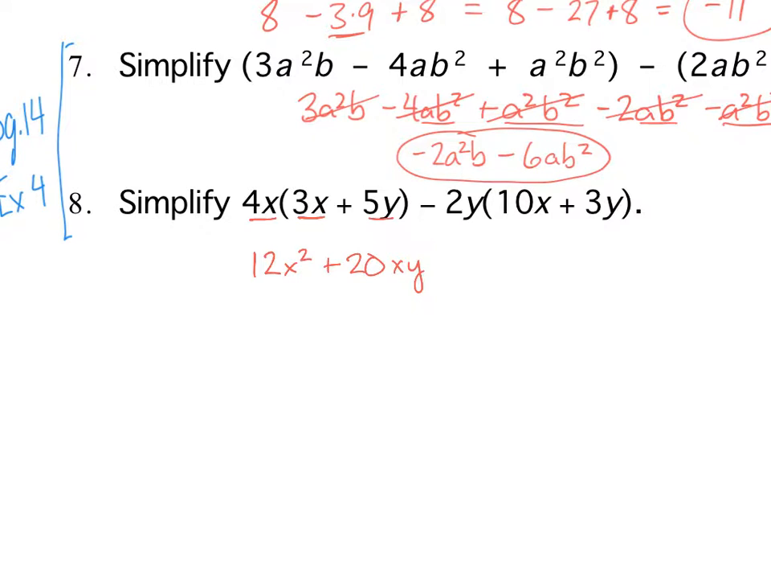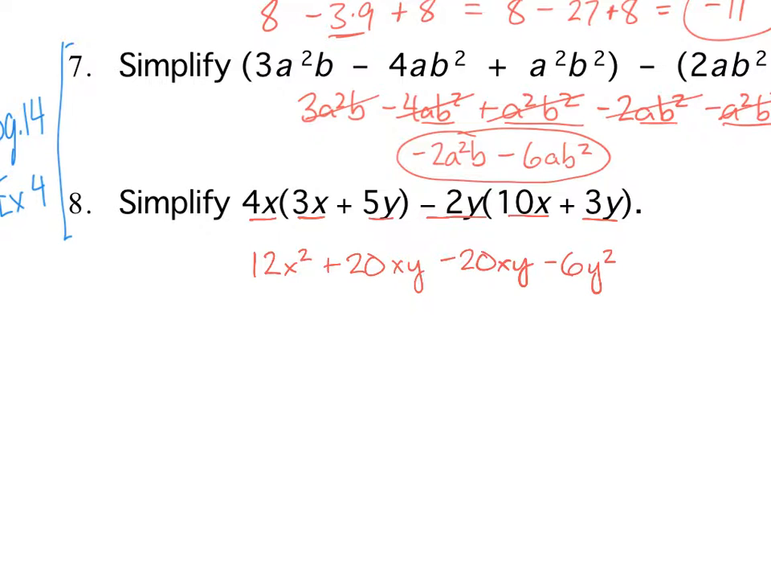Then when I'm distributing in the second parentheses, I'm going to treat that 2y as a negative 2y so that I'll remember to distribute the negative sign to both these terms. So negative 2y times 10x make a negative 20xy. If you have multiple letters, put them in alphabetical order. And then negative 2y times a negative 3y make a negative 6, negative 2 times negative 3, and then y times y is y squared.